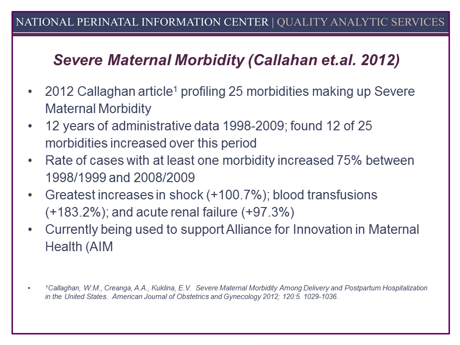The next sample report is a maternal report on severe maternal morbidity. This was as a result of the article that came out by Dr. Callaghan in 2012, where he looked at 12 years of administrative data and found that of the 25, 12 of the 25 had increased over this period. The rate of cases with at least one morbidity increased by 75% between the periods that he was looking at. The greatest increases were in shock, blood transfusions, and acute renal failure.